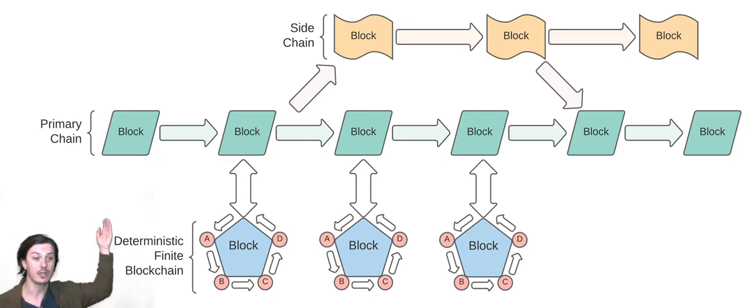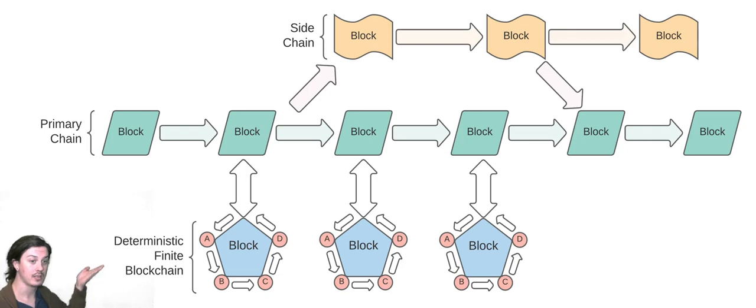Many of us are familiar with primary chains like Cardano. Soon, many side chains will open up as well. And an additional alternative is also the deterministic finite blockchain.